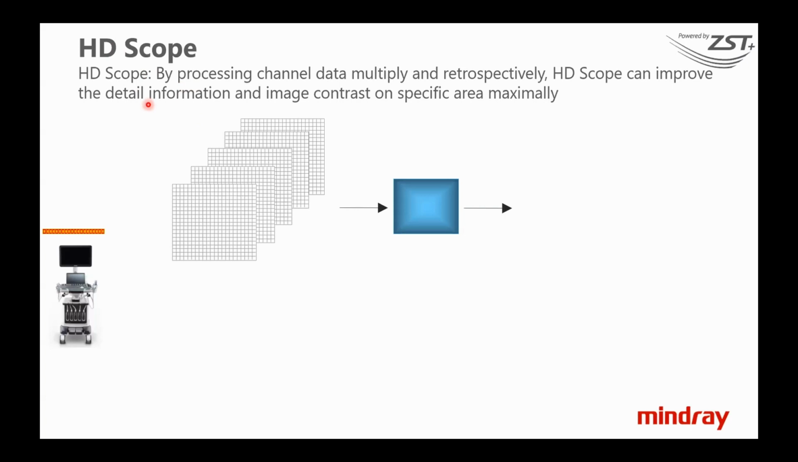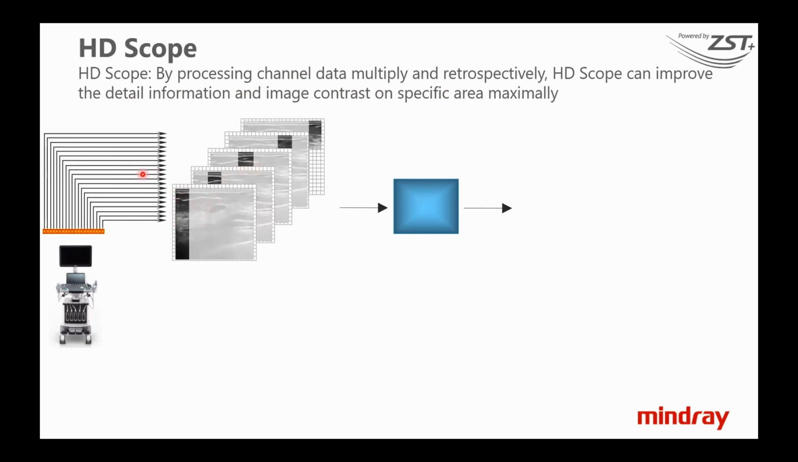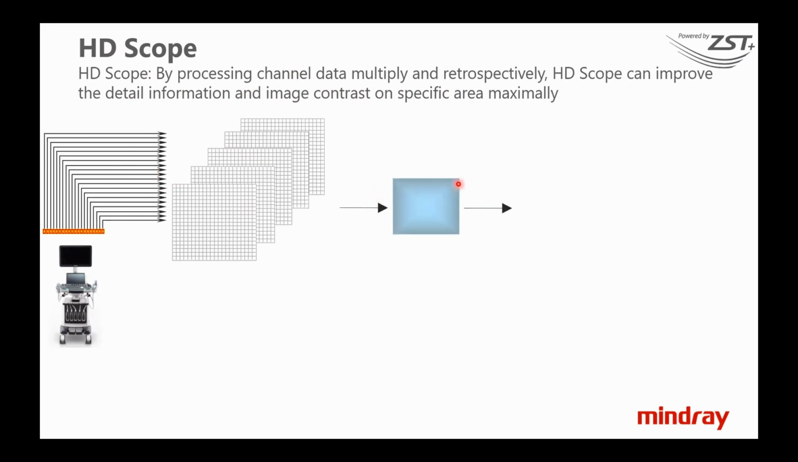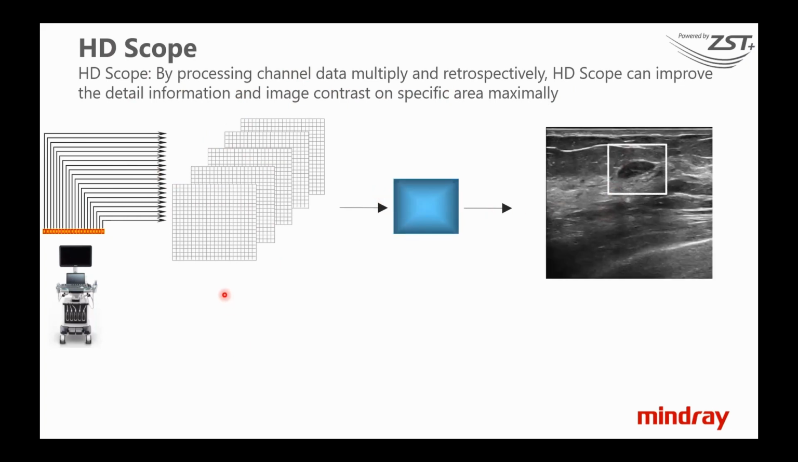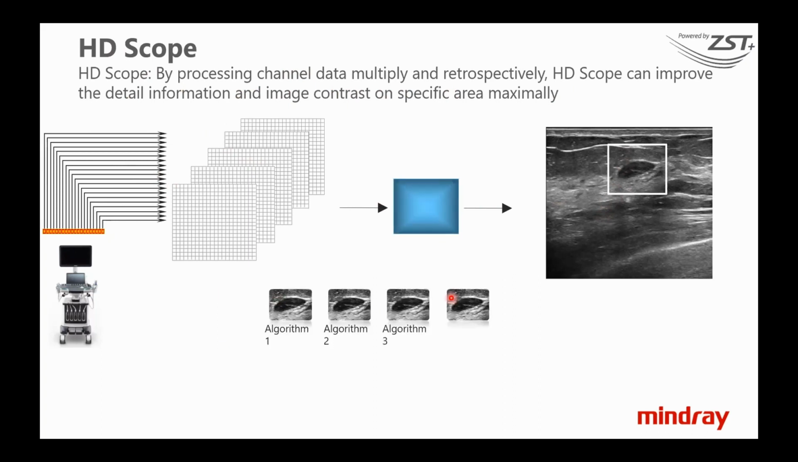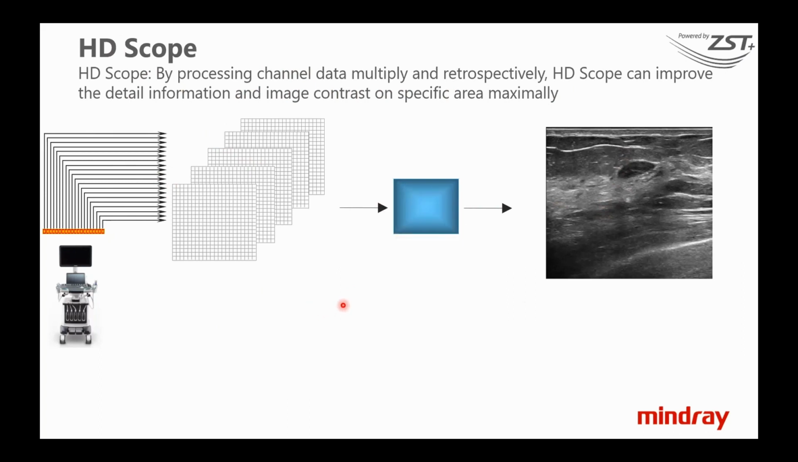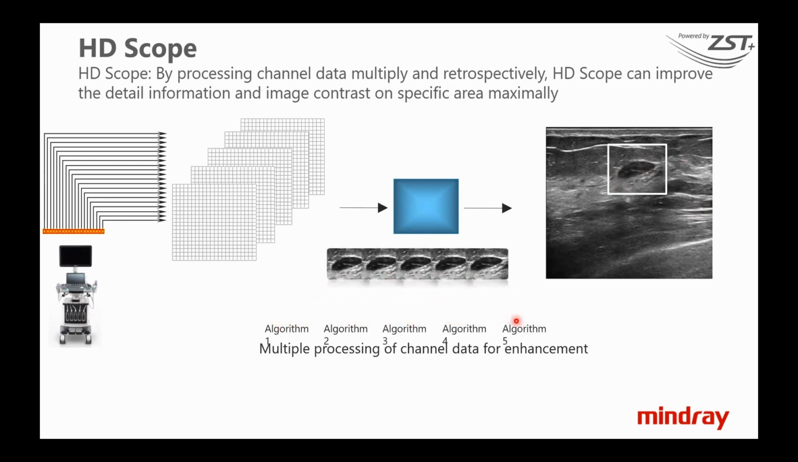High definition scope means making multiple processing of the channel data, and then high definition scope can improve the detail information of the image. Let's see our presentation. Here, the zone technology is already calculated to get a better image like this. How can we identify the high definition scope? You can see here the image gets a lot of images for this area, number 1, 2, 3, 4, 5, and then collects them again. So it collects all these algorithms together. That means multiple processing of the channel data for enhancement.